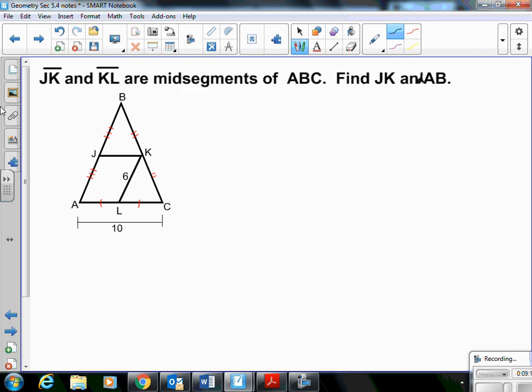So for JK, this one up here, it's parallel with the bottom side, right? So AC. So by the rule, we know JK should be equal to half of AC. And since we know what AC is, it'll be half of 10, or simply JK equals 5. And I'm not kidding about that either.